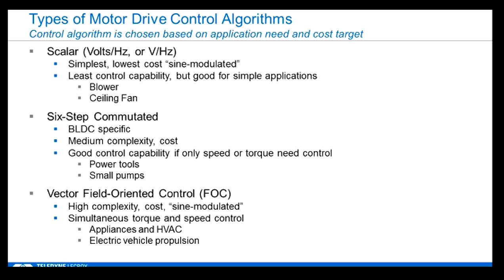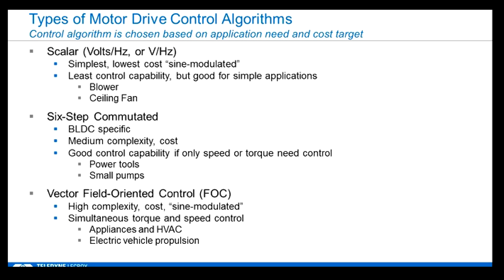We'll call this a scalar. It's also called a volts per hertz or a V per hertz. This is very simple, low cost, sine modulated control. This would be something like what you'd see maybe in a ceiling fan or a blower control. It doesn't require a lot of control capability, but it's good for very simple applications.